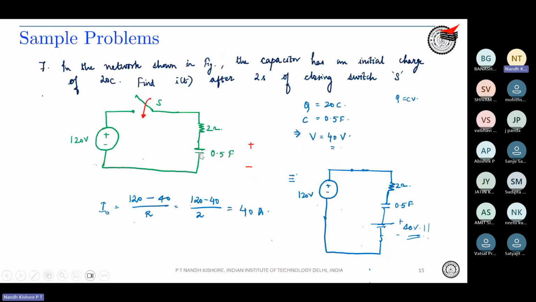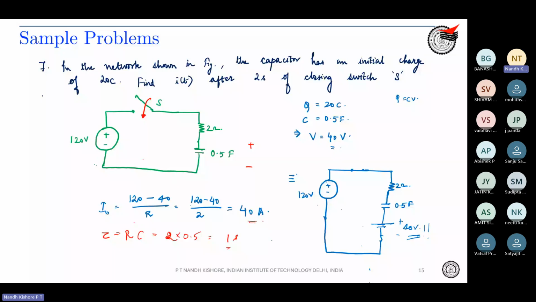So we were having this circuit, and you obviously know that the initial current would be 40 amperes. But after that, your current would decay, correct? How would it decay? It depends on the RC time constant of your circuit. RC is basically 2 into 0.5, which is directly 1 second, correct? So this is your RC time constant.